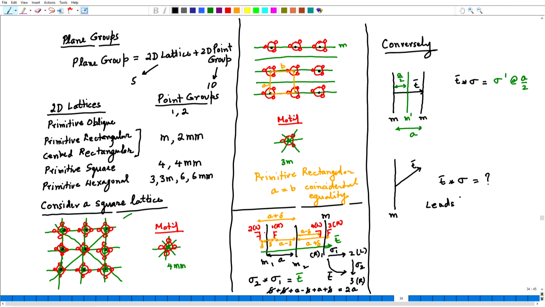that this leads to a new symmetry operation called glide. This is not yet discussed, so we will discuss this in a later lecture.